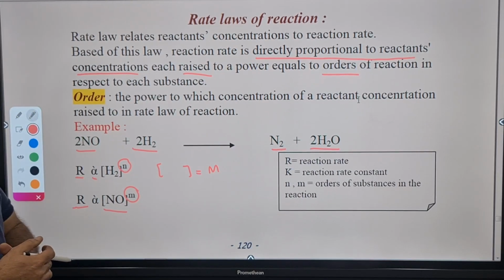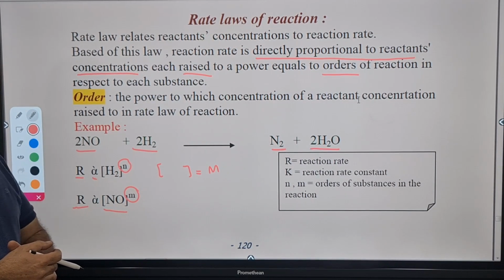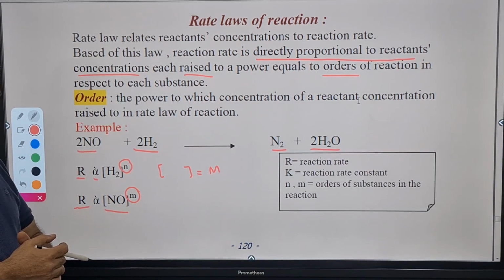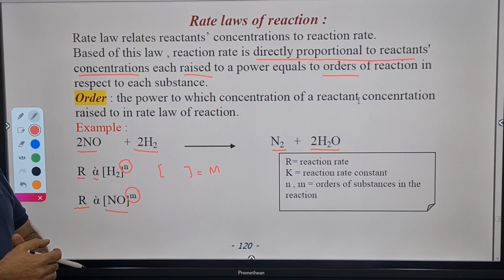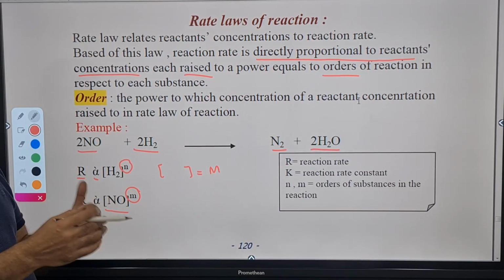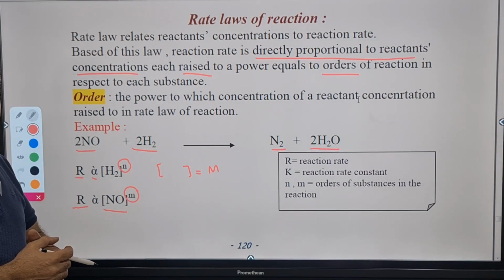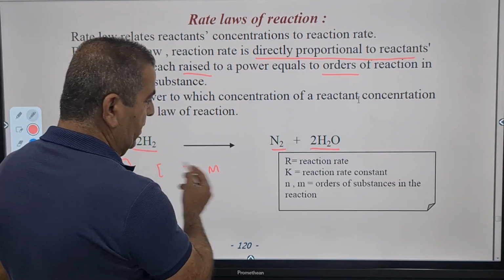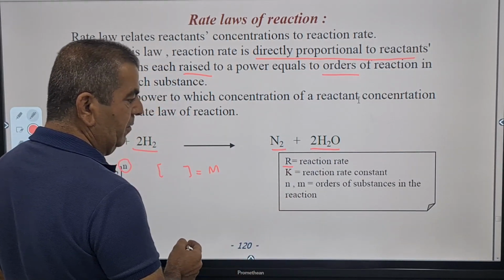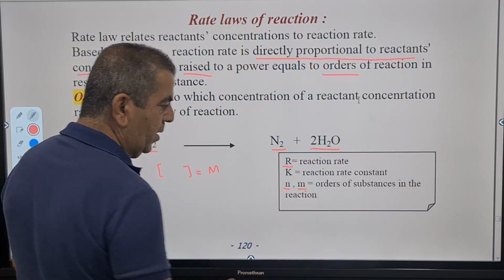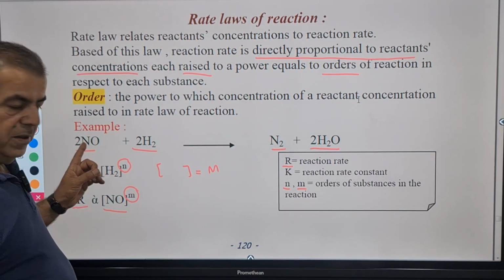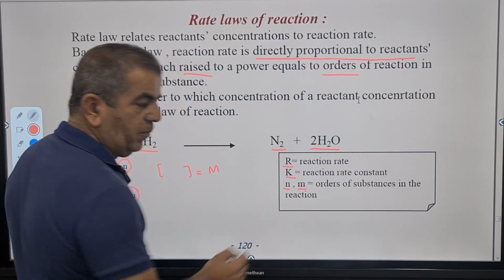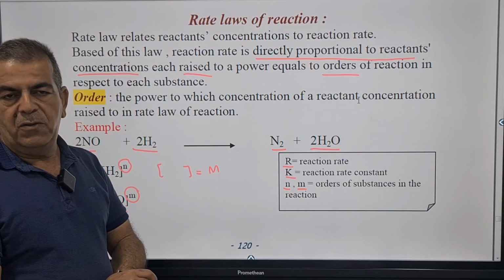What is the role of these powers? These powers, or these orders, show the effect of increasing or decreasing the concentration of each reactant. Sometimes the effect of increasing concentration of one reactant is greater or lesser than other reactant, and for some reactants, when we change their concentrations, there is no effect on the rate. So here R is the rate of reaction, n and m are the orders with respect to the reactants, hydrogen and nitrogen monoxide, and K, which we will study later, is the specific constant of the rate law.